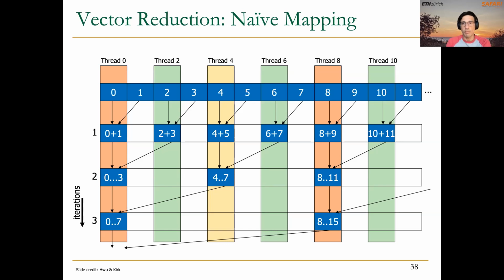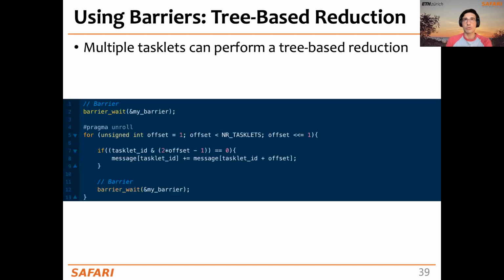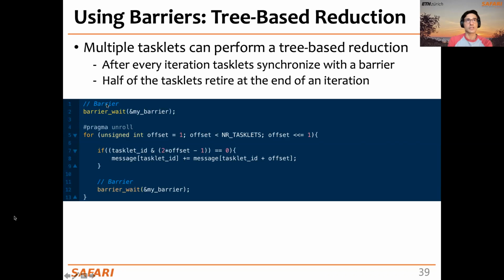This tree-based vector reduction can also be implemented inside the DPU, and we can implement it in different ways. For example, we can implement it using barriers. We can have multiple tasklets performing the tree-based reduction. After every iteration, tasklets synchronize with a barrier, and half of the tasklets retire at the end of an iteration. So you see, after this barrier, after all tasklets have finished their local reduction and have a local sum, we execute this code for the tree-based reduction based on the barrier.